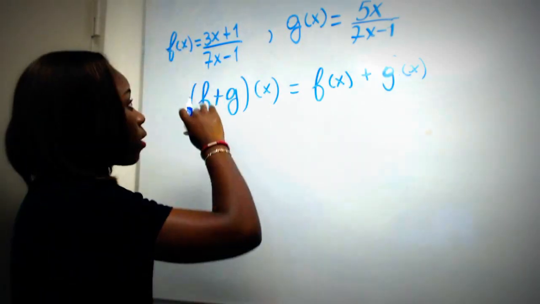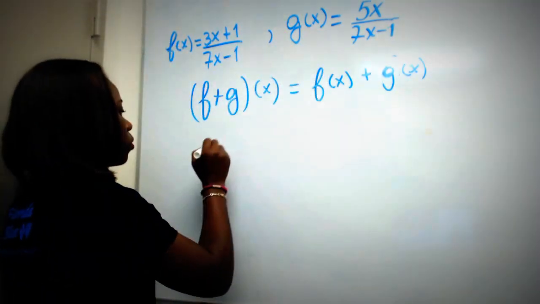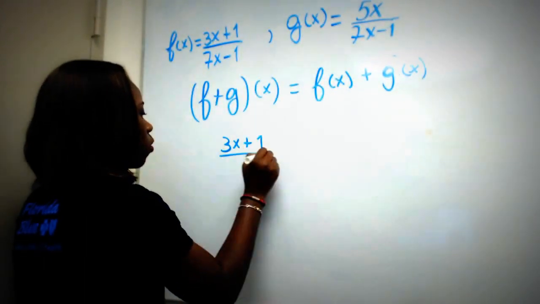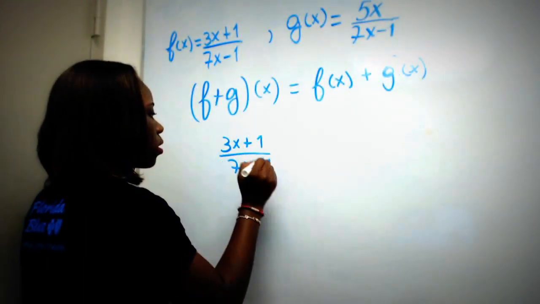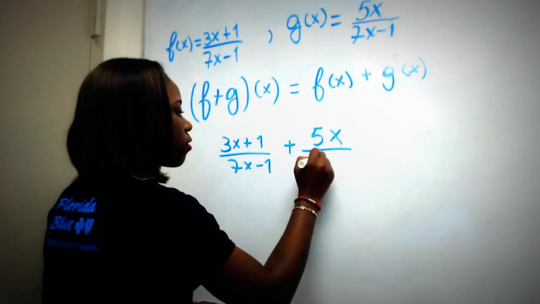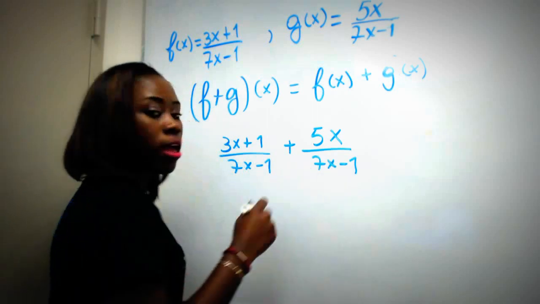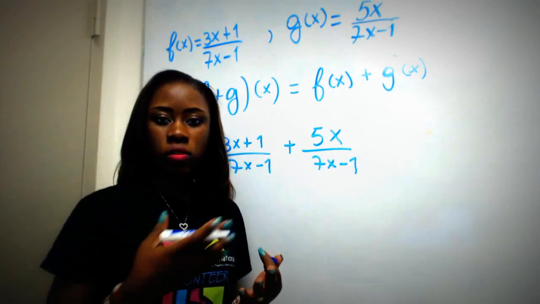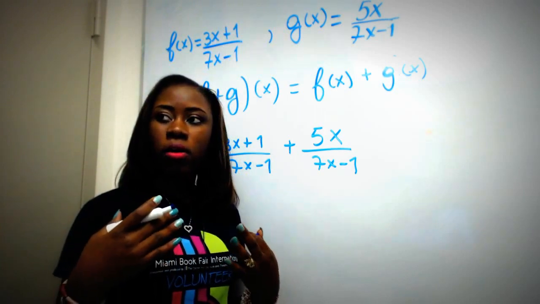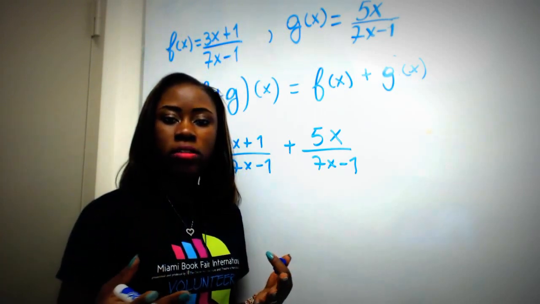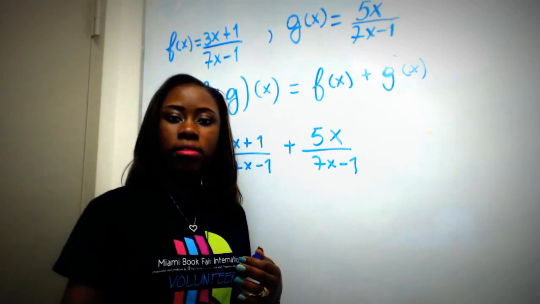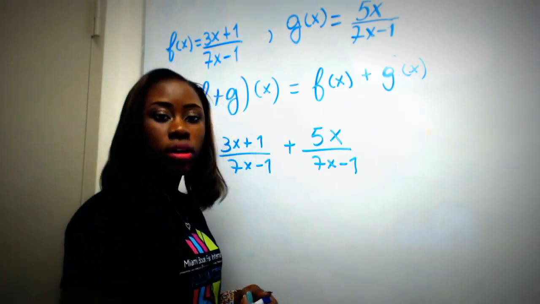So to add these two functions, this will be (3x plus 1) over (7x minus 1) plus 5x over (7x minus 1). If you notice here, these two functions have the same denominator. Therefore, if we were to add two fractions with the same denominator, we just keep the denominator and we add the numerators. So that's what we're gonna do here.